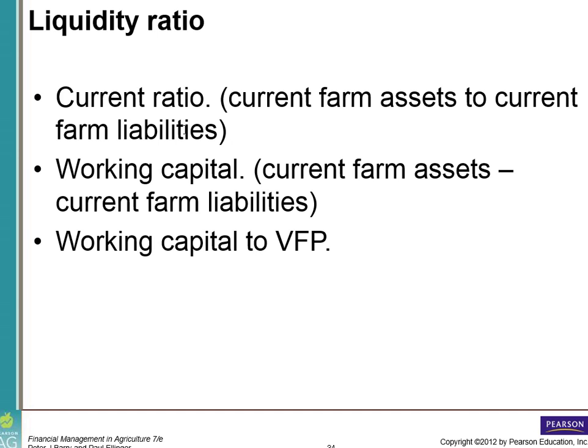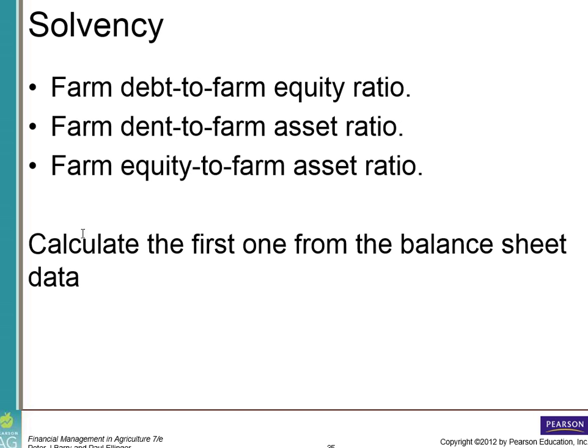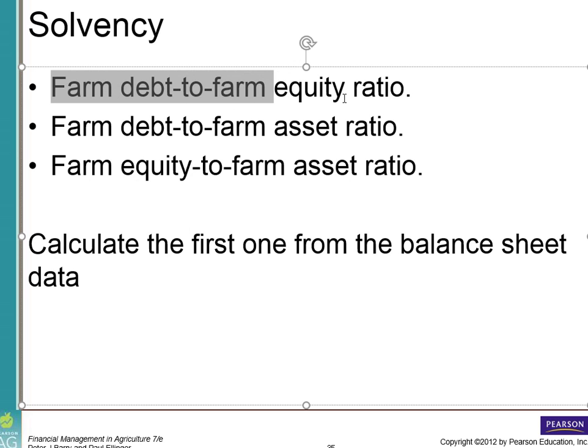Obviously, if you're a business owner or an agribusiness owner, you do not want to be in that scenario. Now solvency is also equally important. That is farm debt to farm equity ratio. I beg your pardon, this should be farm debt to farm asset ratio, and then farm equity to farm asset ratio. Calculate the first one from the balance sheet. I'm going to leave that to you. Remember, we already know what farm debt is. We already know what farm equity is.